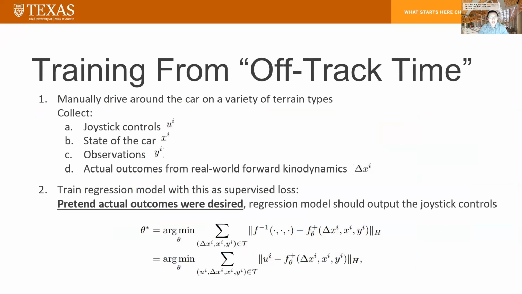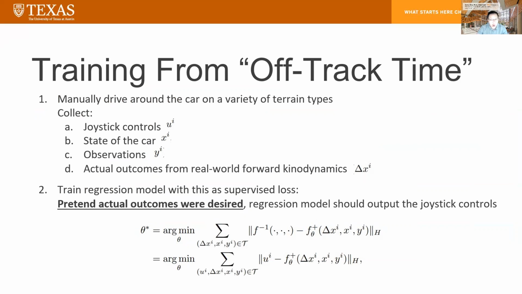So how do we actually learn these kinodynamic effects based on onboard sensor observations? We learn those using some off-track time. By off-track time, I mean we manually drive the robot in an open space, not on the track we are going to eventually deploy the learned inverse kinodynamic model on, but just on different terrain types. And what we collect are joystick controls U, the state of the car X, onboard sensor observations Y, and the actual outcomes from real-world forward kinodynamics delta X, all indexed by time step I.